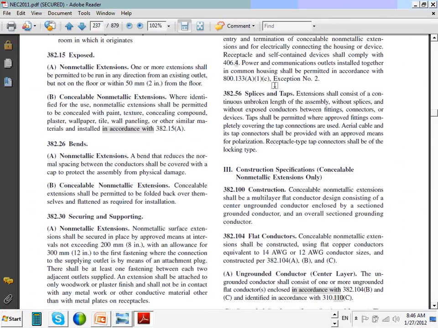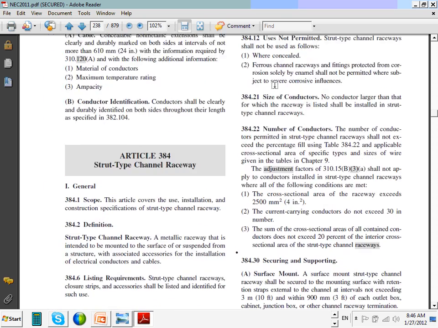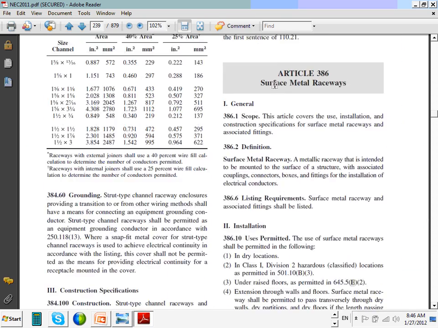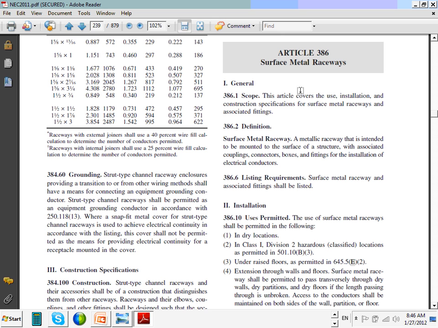I'm going to move from multi-outlet assembly into the raceways. I'm not going to talk about this type of raceway. I'm going to go all the way to surface metallic raceways. Surface metallic raceways are different than wireways because they can come in every shape. It doesn't have to be square. You can get them in a lot of shapes. Metallic, you put them on a wall, used mostly for extensions.